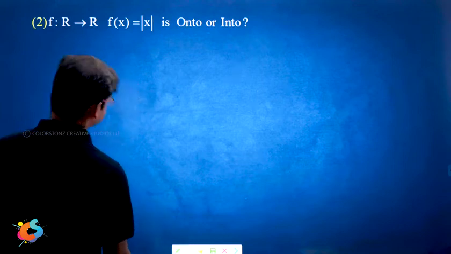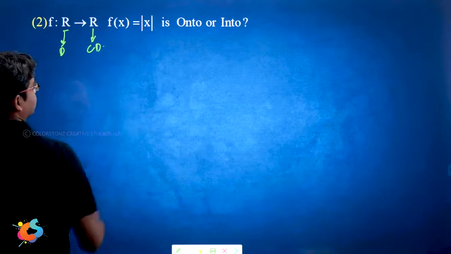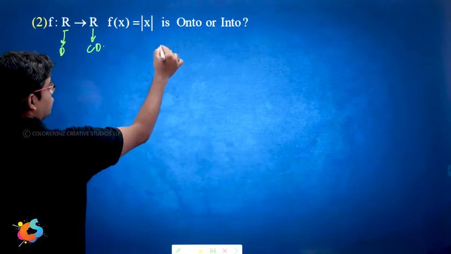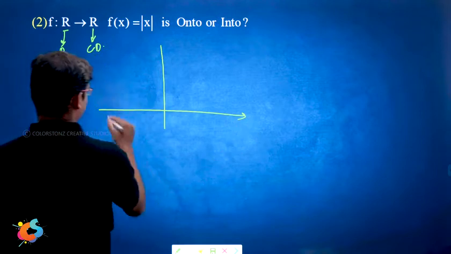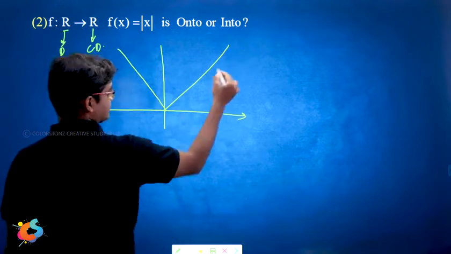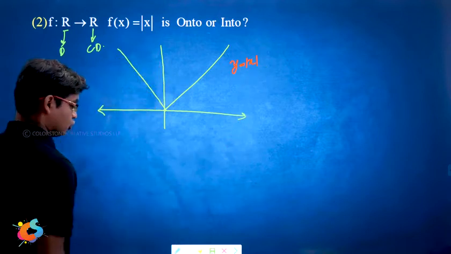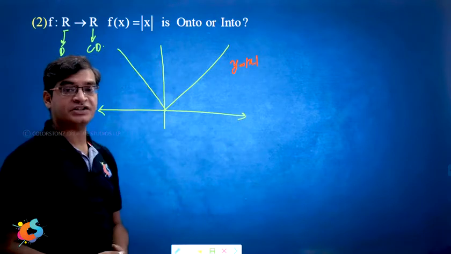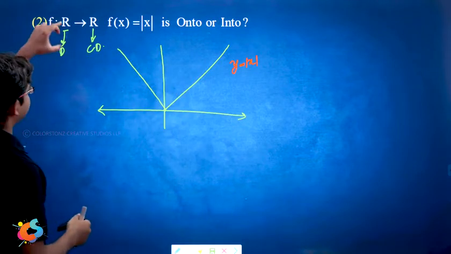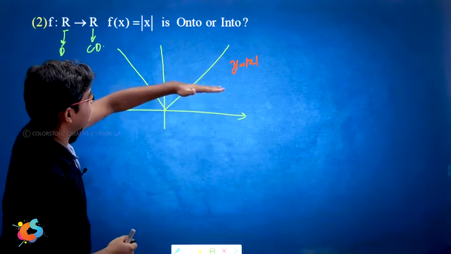And the next question is, f maps from R to R. So domain is R, codomain is R. F of x is equal to mod x. Is it onto or into function? Okay, as I told you, do it using graphs. We know very well how the mod x graph is. Okay, this is y is equal to mod x. So, to decide if it is onto or into function, we should compare codomain and range. What is codomain? R. What is range? For these input values, means for all real numbers as input values, what are the y values?